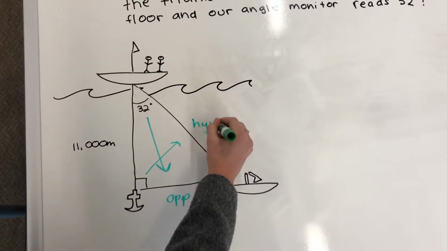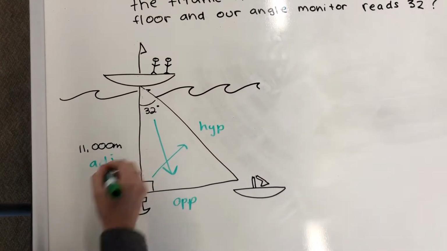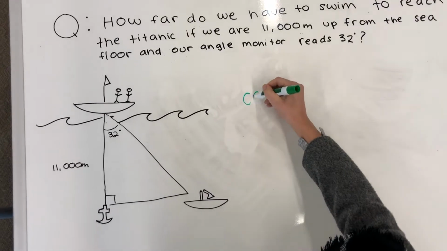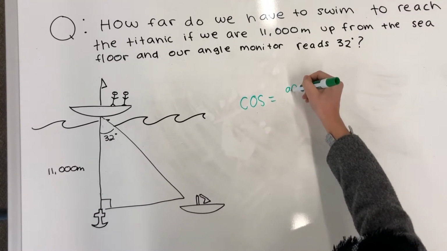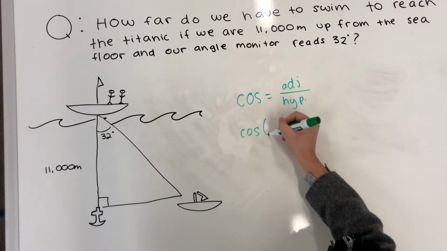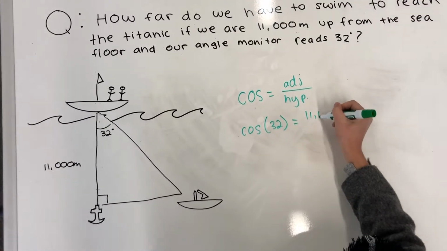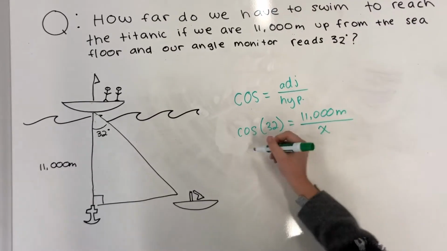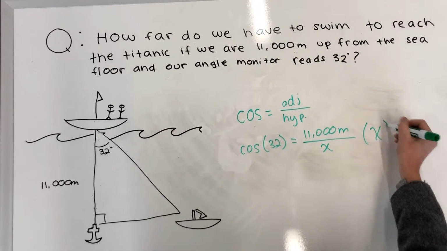The first step is to label each side according to the angle. The sides we're dealing with are adjacent and hypotenuse. We look back at our trig functions, and that's going to be cosine. So we start out the problem by setting cosine of 32 equal to 11,000 meters over x.